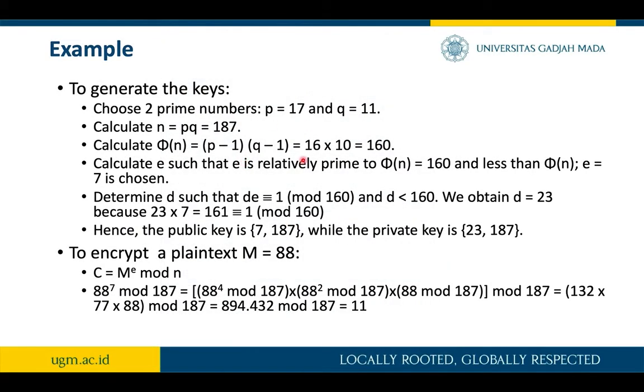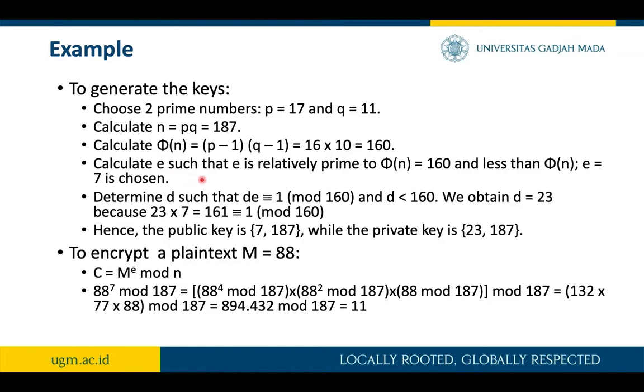This is an example of how we use RSA. First, we generate the keys. We choose two prime numbers. For example, we choose 17 and 11. Based on that, we can calculate N. N is P times Q. P times Q is 187. And then we calculate Cn, the totient function of N, which is P minus 1 times Q minus 1. And it is 160.